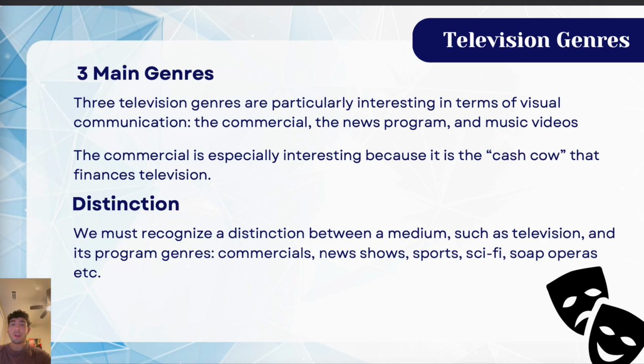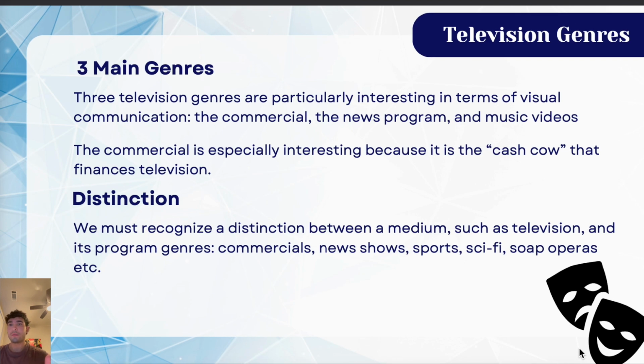So there are three main genres of television. They're particularly interesting in terms of visual communication. They would be the commercial, the news program, and music videos. The commercial is especially interesting because it's the cash cow that finances all television. And we must recognize that there's a distinction between a medium such as television and its program genres like commercials, news shows, sports, sci-fi, soap operas, etc.